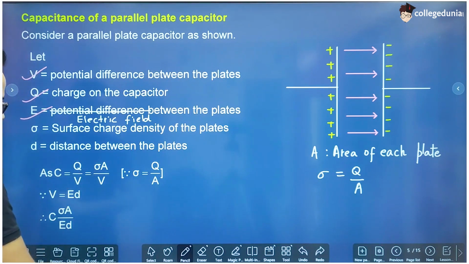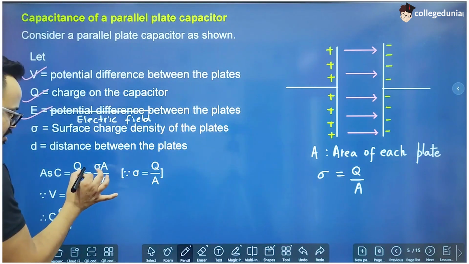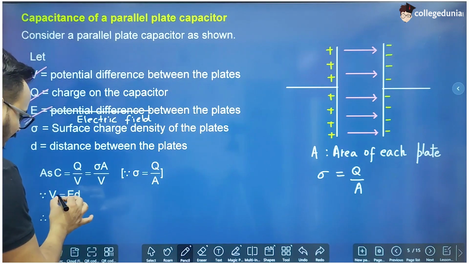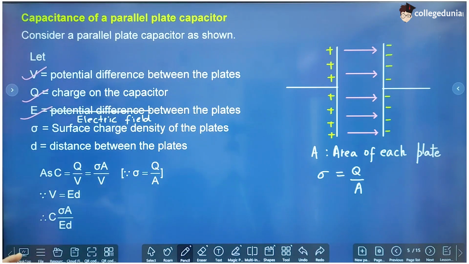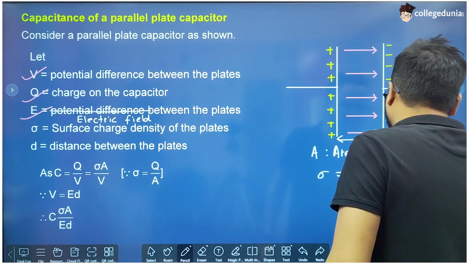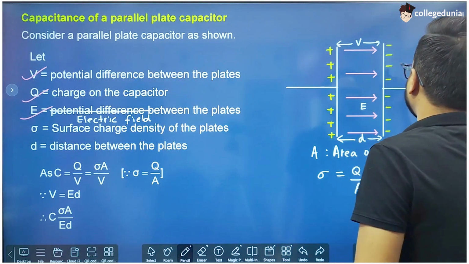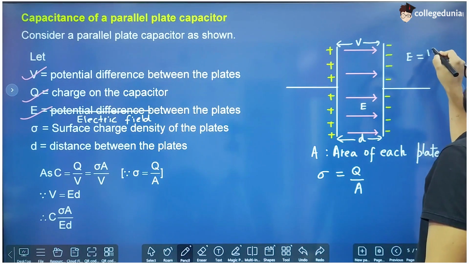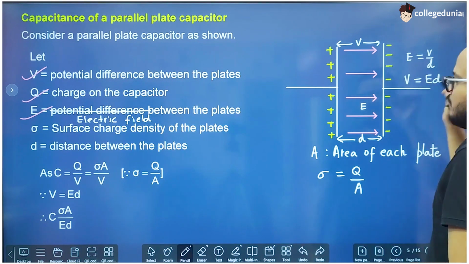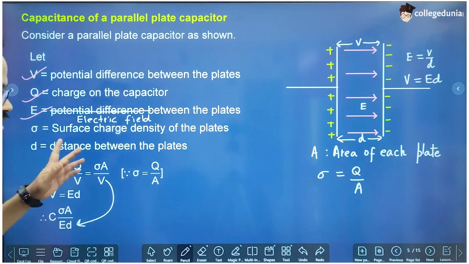So C is Q by V, and Q is what? Q is sigma into A. Now if we put sigma into A in place of Q, this becomes sigma into A by V. And since V equal to ED, from the concept of potential gradient, we all know that if the distance between the plates is D and this electric field is E and the potential difference between the plates is V, then these three are related as E equal to V divided by D. So V is E into D. So in place of V, we have written E into D.